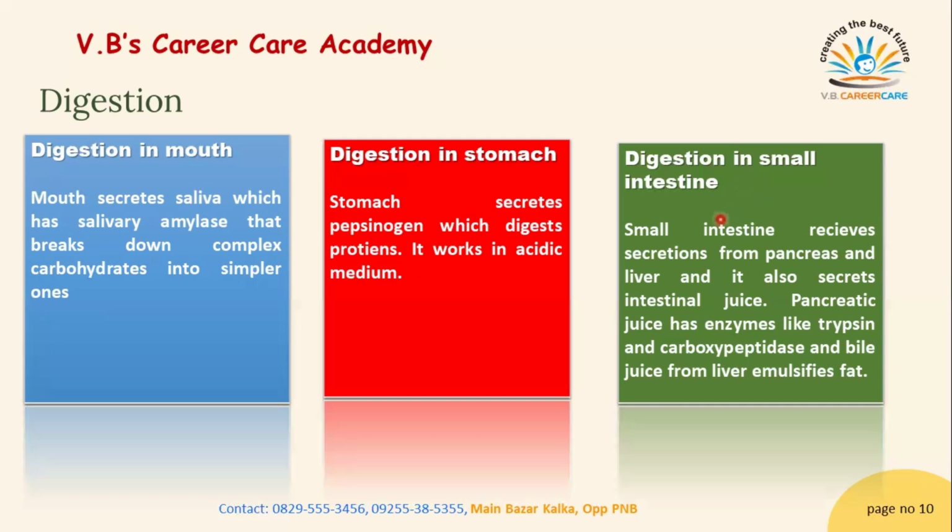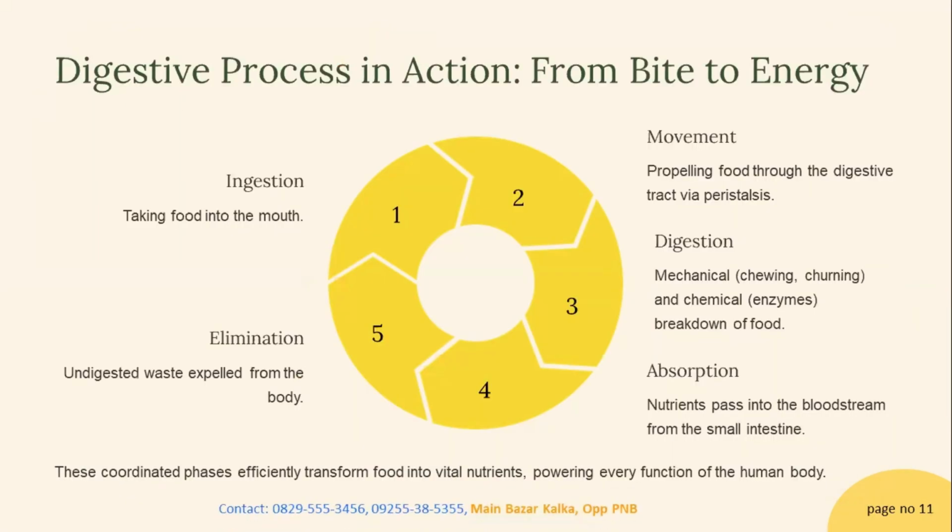So let us read. Small intestine receives secretions from the pancreas and liver, and it also secretes intestinal juice. So apart from bile juice and pancreatic enzymes, the intestine also releases its own digestive enzymes, which are known as intestinal juice. Pancreatic juice has enzymes like trypsin and carboxypeptidase, and bile juice from the liver emulsifies fats. So this trypsin and carboxypeptidase help in the digestion of proteins, and the bile juice helps in the emulsification of fats.